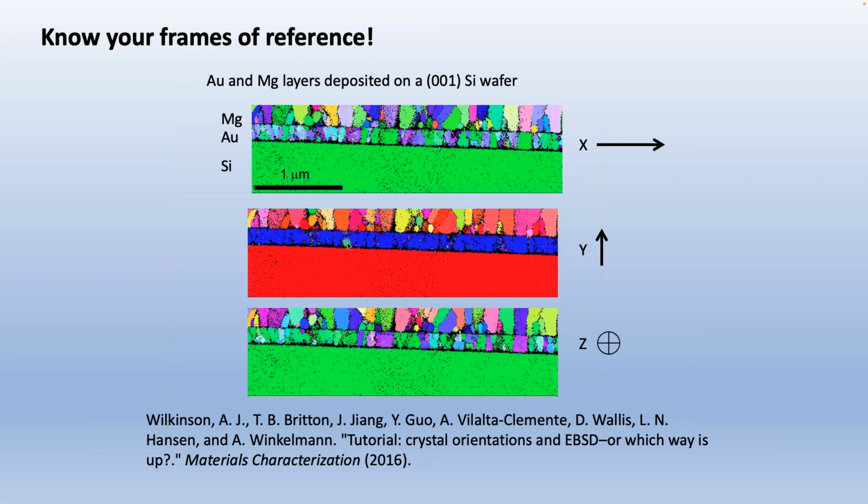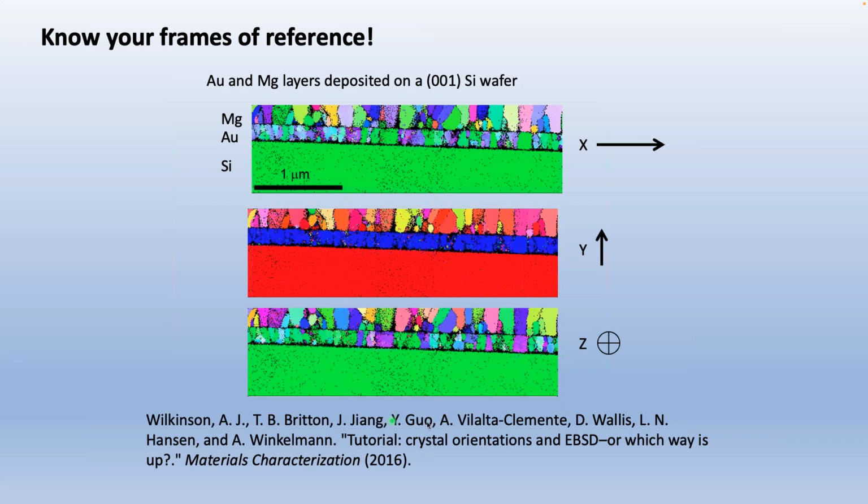And we can see that's pretty much what you'd expect. The gold is grown with a 111 texture. And I probably violated one of my own rules by not showing you a color key here. And again, we can see the Z direction, which will be coming out at us.